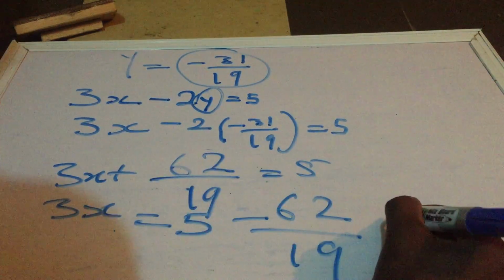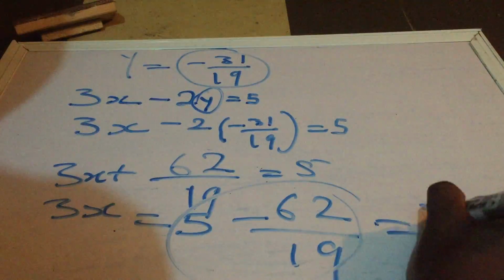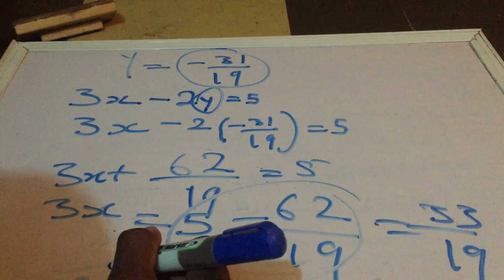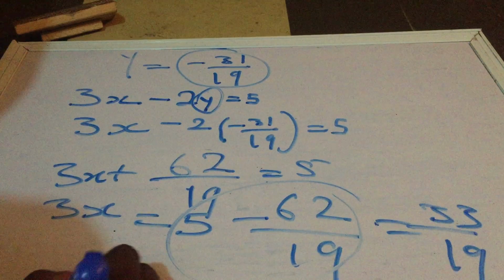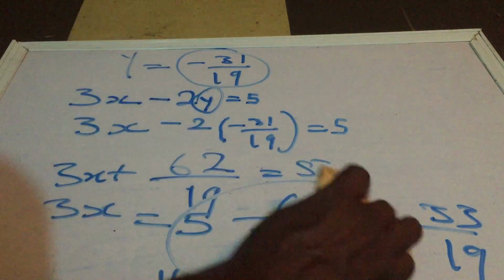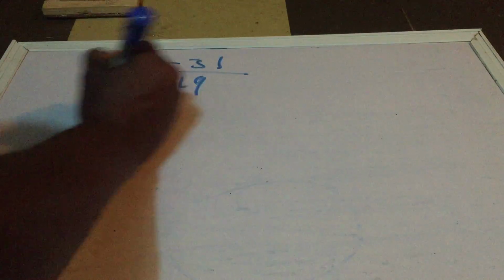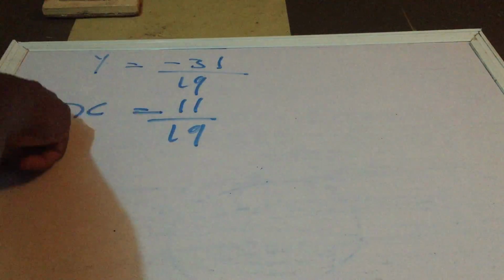And the final answer, when you use a calculator to solve this, you get 3x equals 33 over 19. Then when you go further, you get x is equal to 11 over 19. So our y is equal to minus 31 over 19, and our x is equal to 11 over 19. Let's solve some questions.